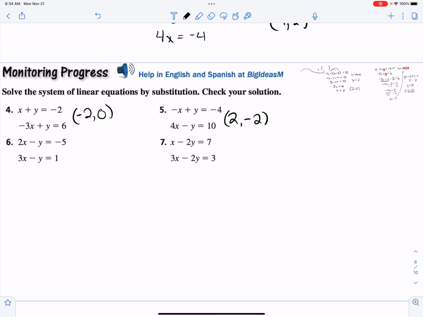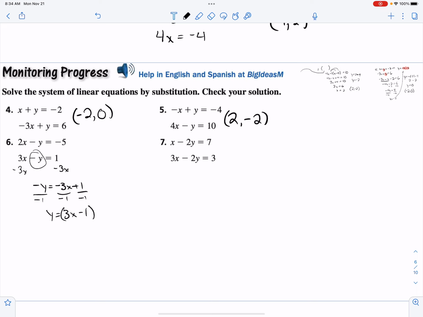Okay, our next one. Both of our y's have a negative value in front of them, so I'm going to just isolate this one right here. I'm going to subtract that 3x over to the other side. Now I have negative y equals negative 3x plus 1. I'm going to divide everything by negative 1. y equals 3x minus 1.